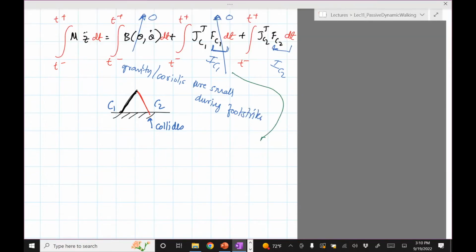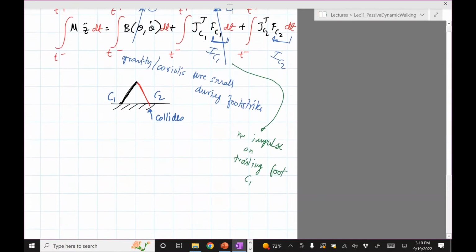And this is 0 because there is no impulse on the trailing foot, which is C1. So the only terms that remain are the one on the right, and then this one, m z double dot. Okay, so what we'll do now is integrate the equations.